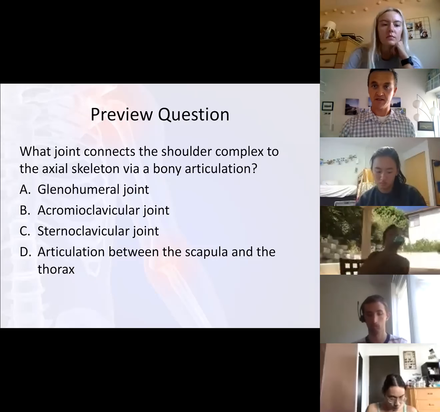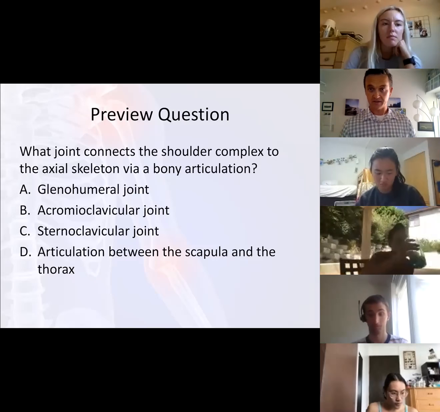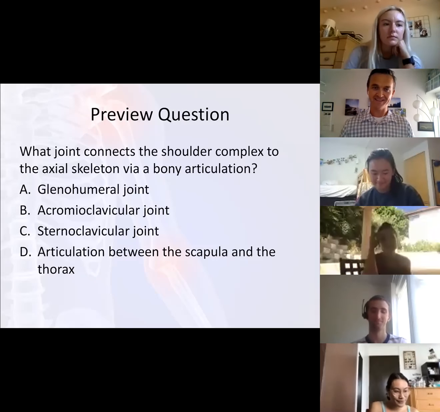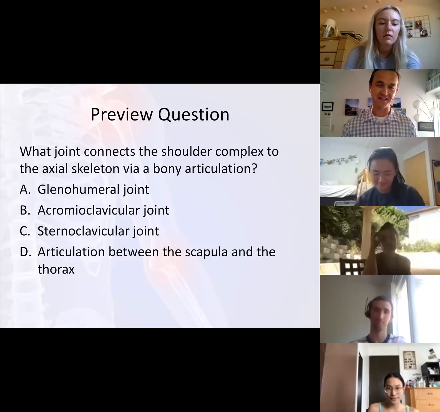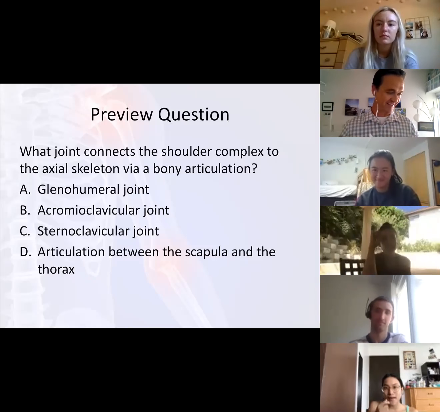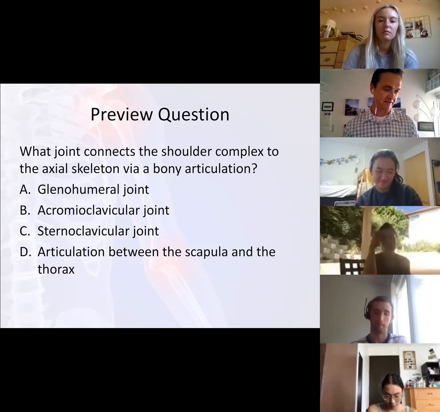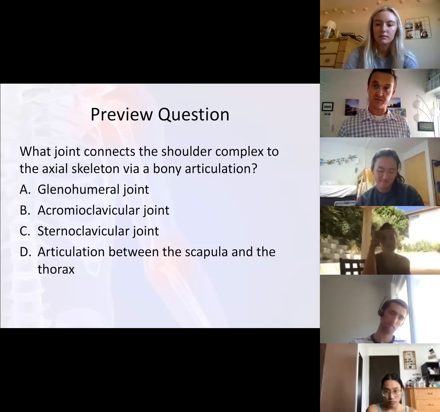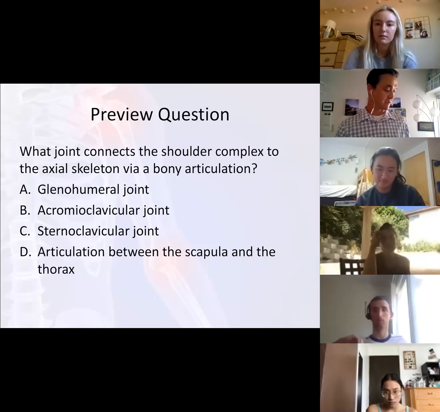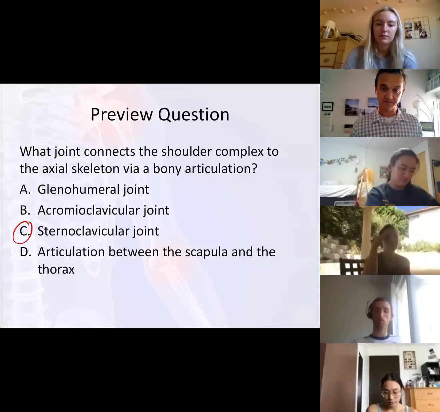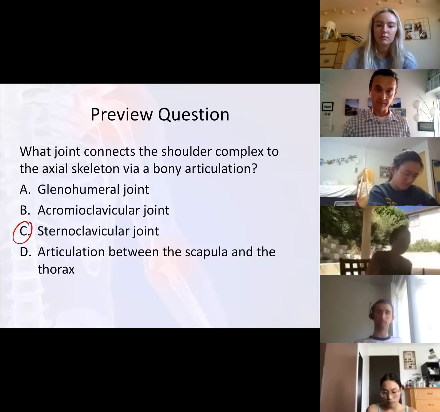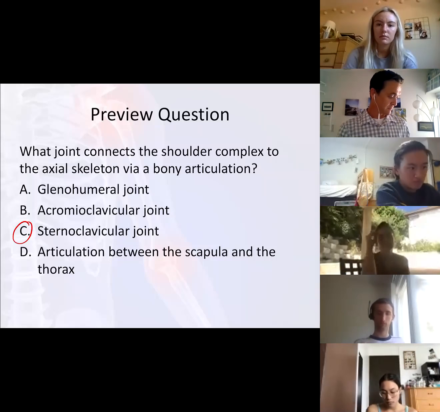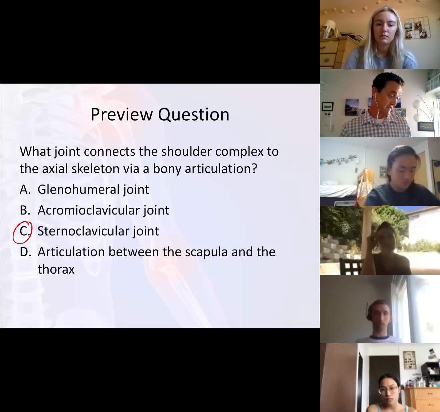So let's see what you guys said. All right, so we're kind of spread out there. Nice spread. Not nice in terms of getting it right, but nice in terms of spreading it across all the answers. So what joint connects the shoulder complex to the axial skeleton via bony articulation? Well, it's kind of a surprising answer, really. And what it is, this guy right here, this sternoclavicular joint. Yeah, so definitely that's the only one.